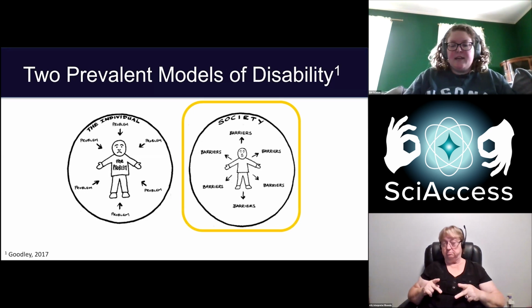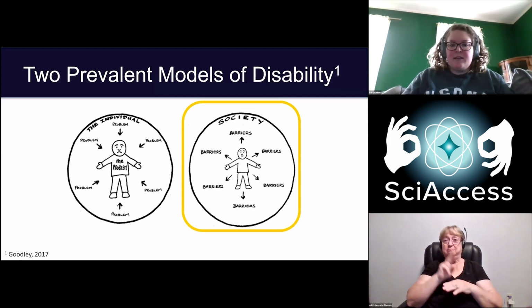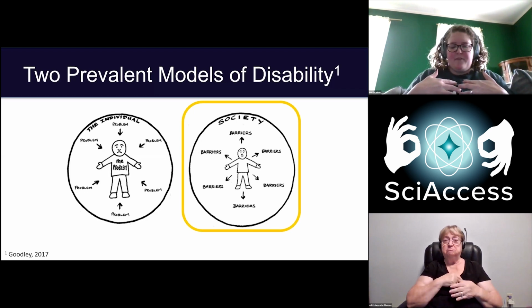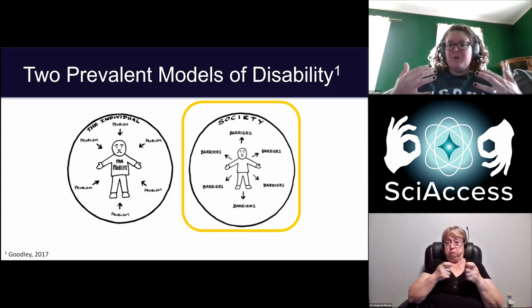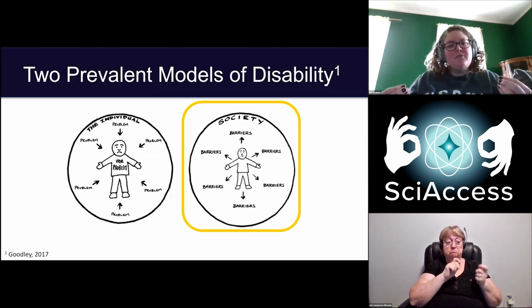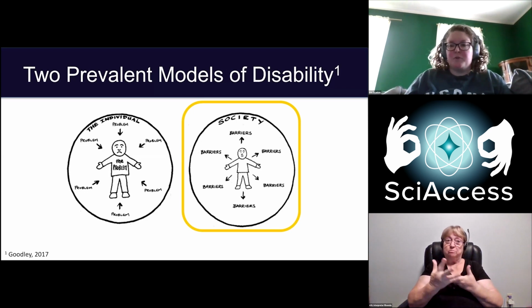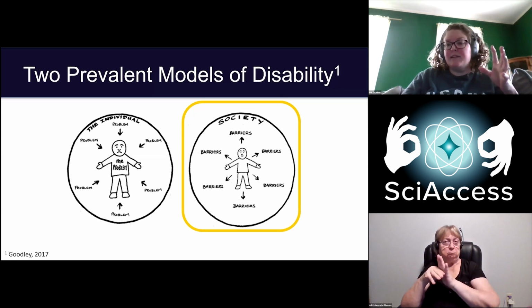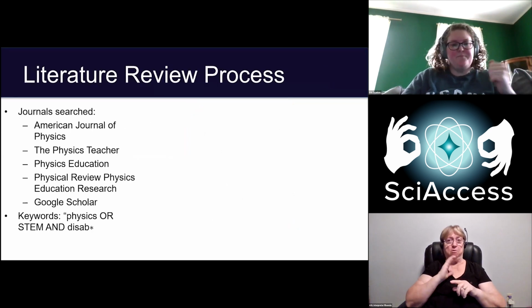Jackie and I take this framing in our research because it is helpful for us as instructors, right? We as instructors have control over the environment, and we can change the environment to be more inclusive and accessible to the widest range of people possible. So I'm going to move forward utilizing the social model as a lens for our literature review.